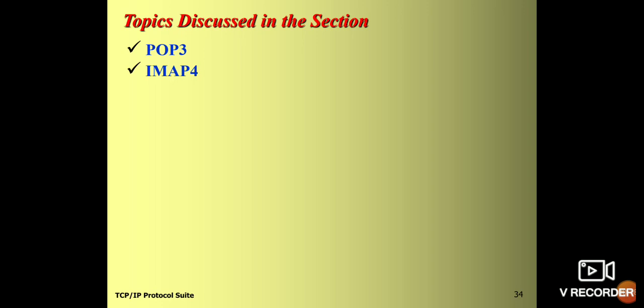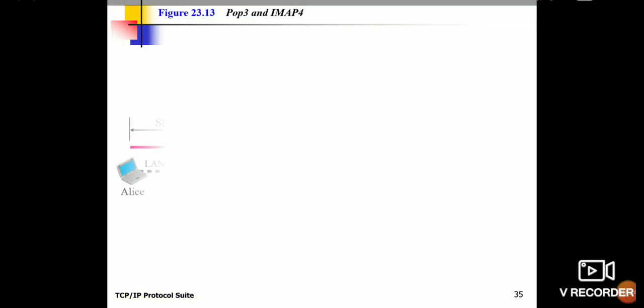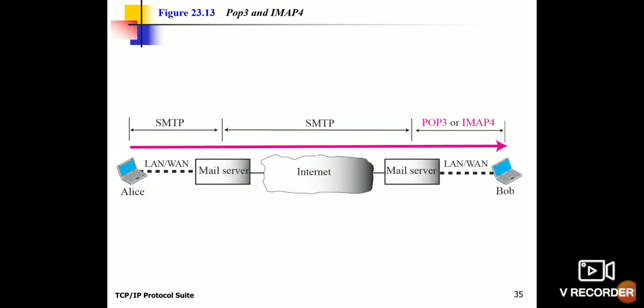There are two message access agents that we use: one is POP3 and the other is IMAP4. Okay, so we'll see how this happens. As we already discussed, SMTP takes care of the push operation. It works between the user agent and the MTA, the message transfer agent. But when it comes to message access, we need another protocol called POP3, or we can use IMAP4.